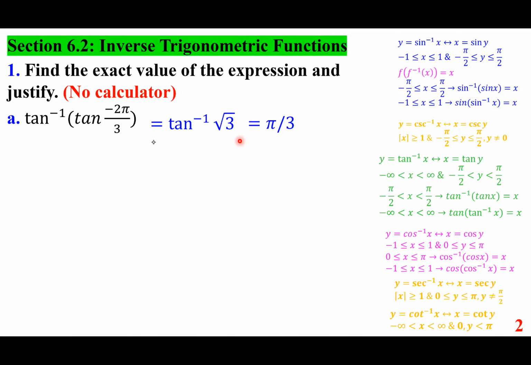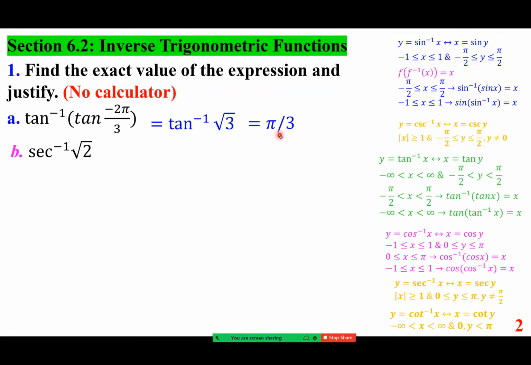Remember, negative 2 pi over 3, as we go in the negative direction, puts us in the third quadrant. In the third quadrant, tangent is positive. And for the inverse, from negative pi over 2 to pi over 2, that gives us the first quadrant, which is pi over 3.